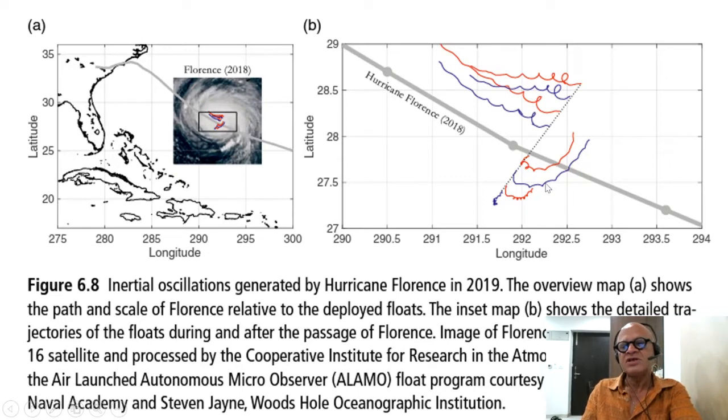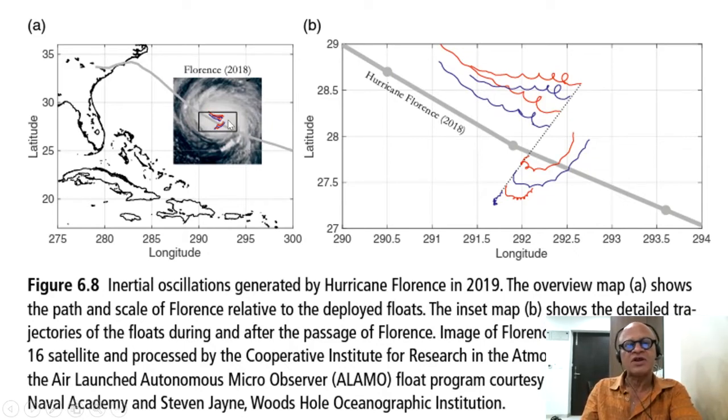So you can see the motion that is also approximately counterclockwise, but you can clearly see the inertial circles that are being traced by the transient response of the ocean to this gust of hurricane winds that pass very quickly. Unless it stalls, it basically moves fairly rapidly away.